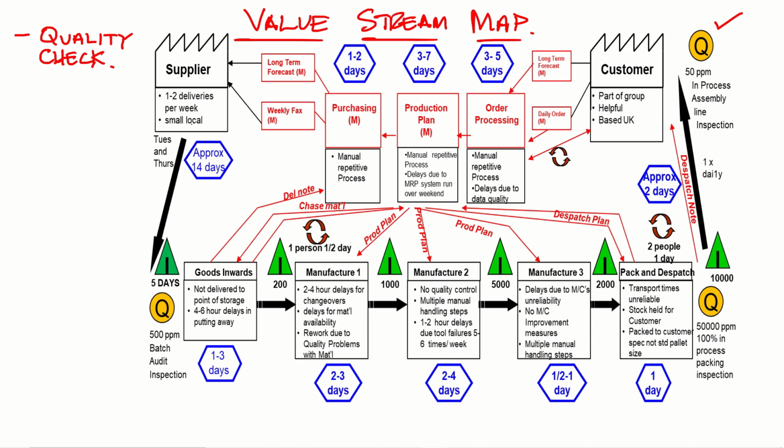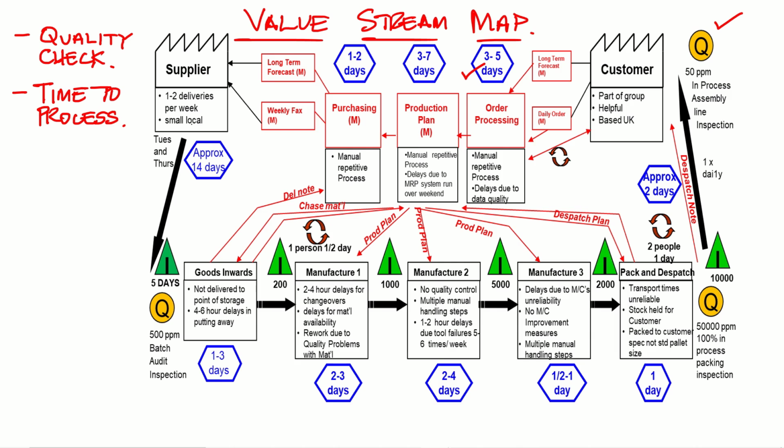Moving across the top of the diagram, we have those hexagon shapes. The hexagon shapes show the amount of time that a particular order will stay inside that office. So 3 to 5 days in order processing, 3 to 7 days in production planning. So that's the amount of time that the order will actually sit, possibly waiting for activity, possibly being worked on, possibly waiting to be transacted to the next department. But that 3 to 5 days is total residence time. What else have we got?